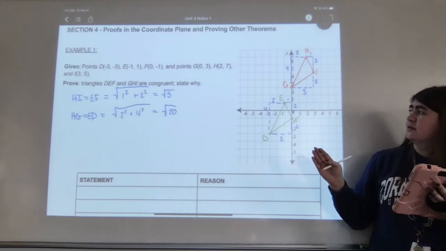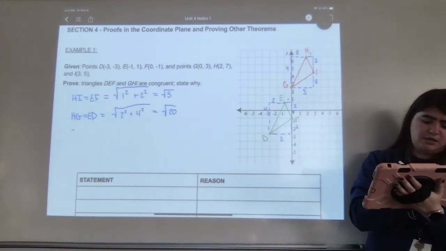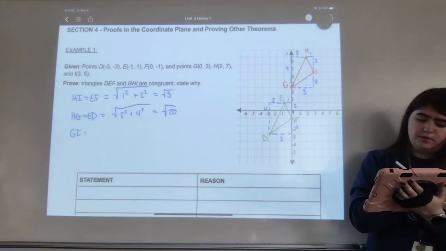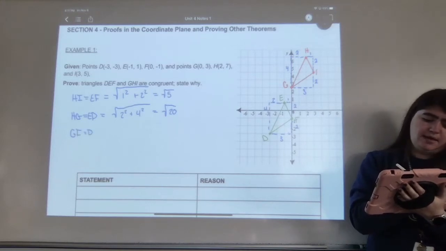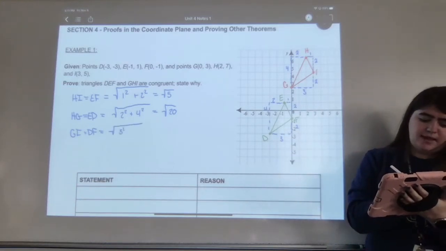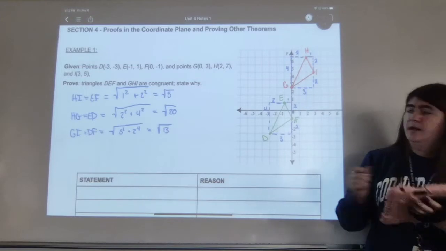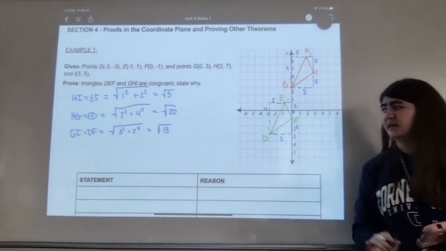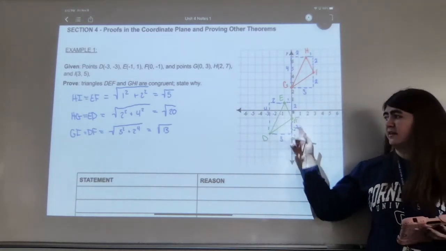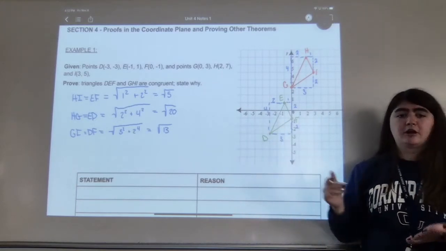Alright, next I have DF and GI. So I'm going to say that GI is congruent or equal to DF, and both of those are equal to the square root of 3 squared plus 2 squared. 3 squared is 9, 2 squared is 4, 9 plus 4 is equal to 13, so this is the square root of 13. And all of those things have the same value, and they travel the same distance, same shape, same size. That means that our segments are congruent.